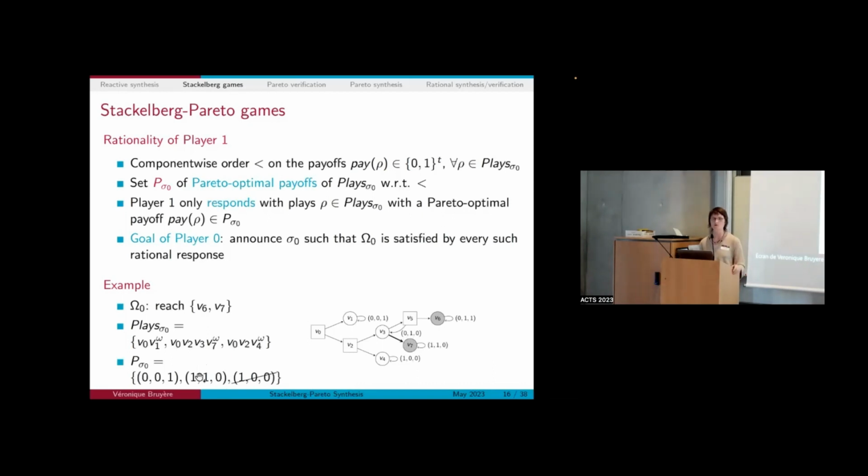So this is the difference with a classical modelization where we consider all the plays. Here I only consider the plays with Pareto optimal payoff. And thus the goal of player 0 is to announce a strategy such that when we consider those rational responses of the environment, the objective of player 0 is always satisfied. Is the context clear?